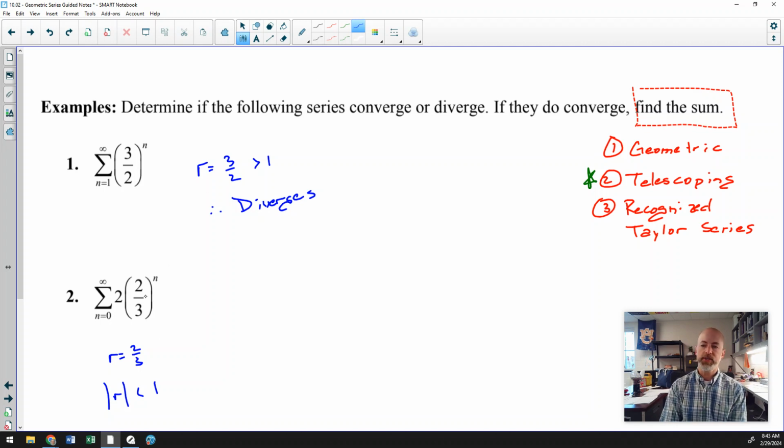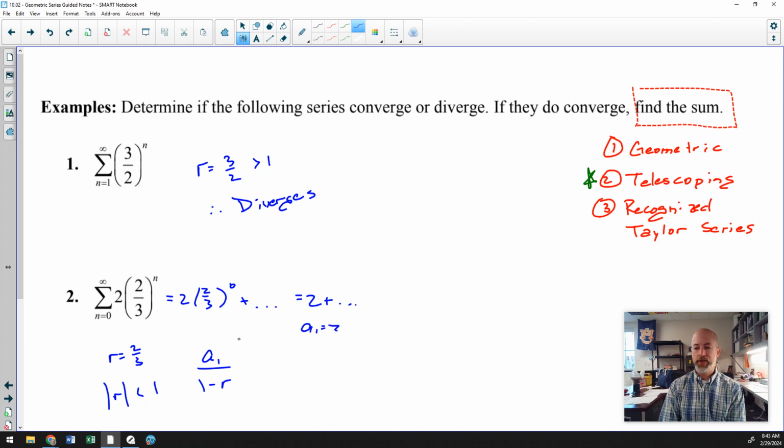That's bragging rights. We don't get to do that very much. So I'm going to find the sum by using the formula first term over 1 minus the ratio. And my first term I'm going to get by plugging in my first value of n, and 2 times 2/3 to the 0 power is going to be 2. So my first term is 2.